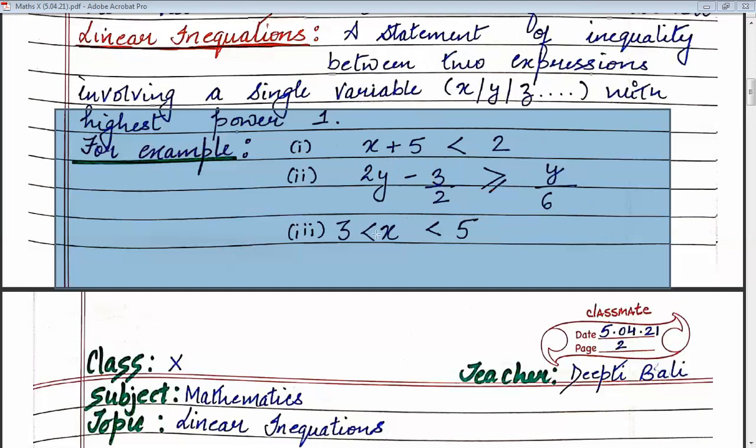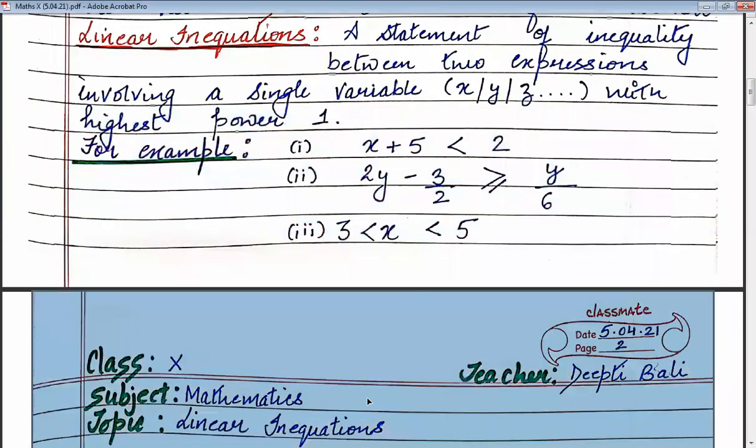Let's have a look on the third one. Now, children, this is how you are going to read this. This is 3 less than x and x is less than 5. It is actually x lies between 3 and 5. Okay, children, are you clear with all these three examples? All these three examples are of linear inequation.